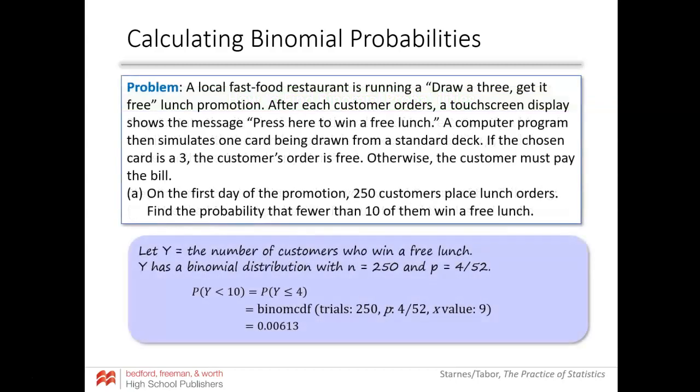So there we go. Y is the number of customers who win a free lunch, because we have to use some sort of variable here. Y has a binomial distribution, so we notated it as binomial with n of 250 and p of 4 over 25, because they want to know the probability of drawing a 3 in a standard deck of playing cards. That would be 4 out of the 52. So the probability that Y is less than 10, well, you could do a couple of different things.